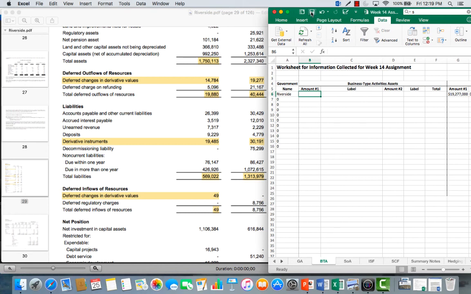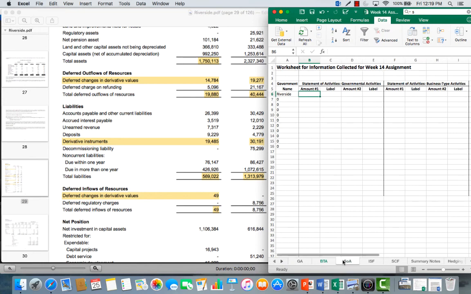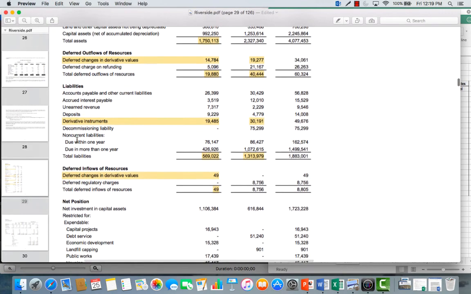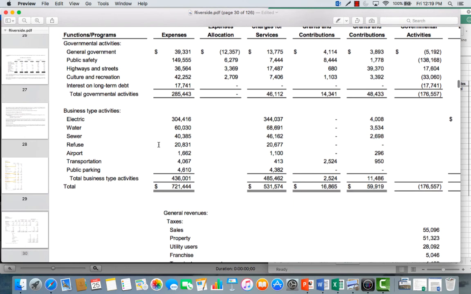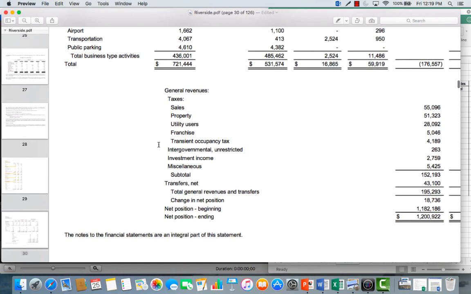And let's hit save again, just as a matter of course. It's a good thing to do on a regular basis. The next thing we're asked to do is to take a look at the government-wide statement of activities and see if there's anything in there. And the only place that you're likely to see anything would be if they listed something under general revenues separately. I'm not expecting that you're going to find very many, if any at all, identifiable flows related to the derivative instruments in the government-wide statement of activities, but this is where you would look.